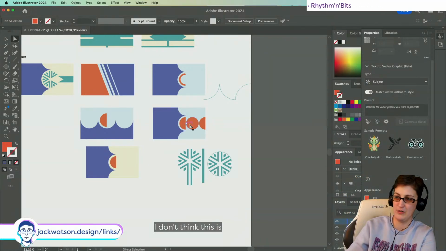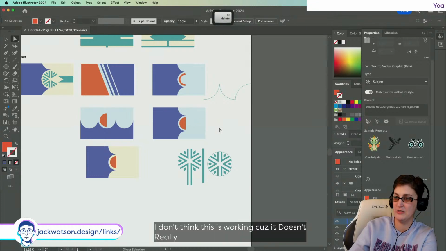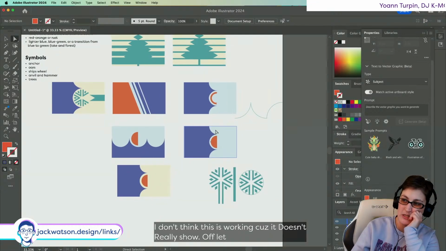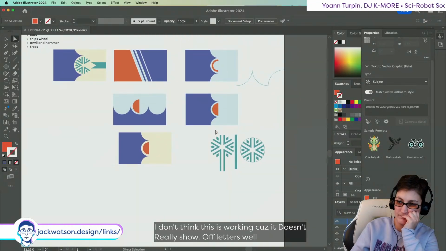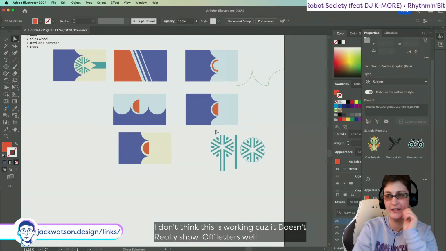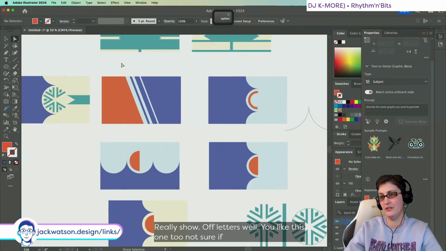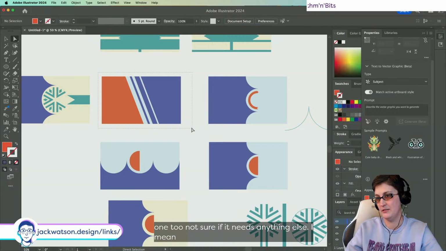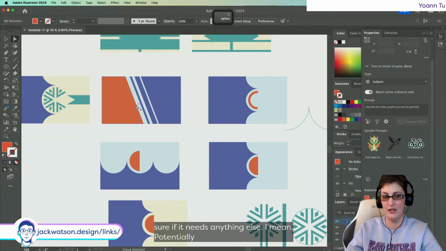I don't think this is working. This doesn't really show off the letters well. I like this one too. Not sure if it needs anything else. I mean, potentially not.